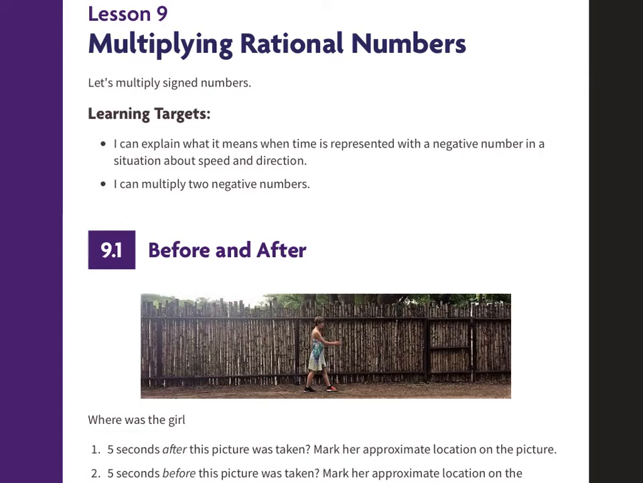All right, guys, lesson number 9. We are going to be on page 81. So let's multiply signed numbers. I can explain what it means when a time is represented with a negative number in a situation about speed and direction. I can multiply two negative numbers.